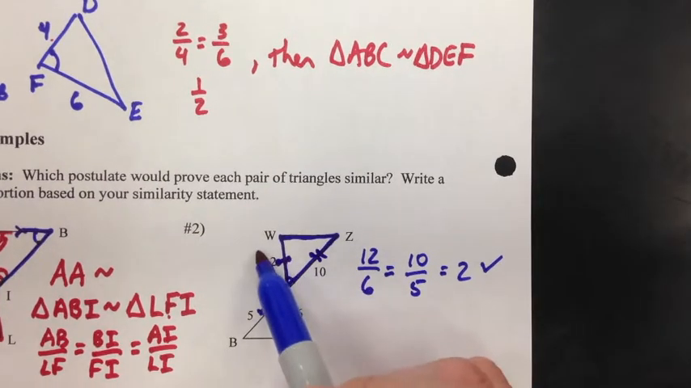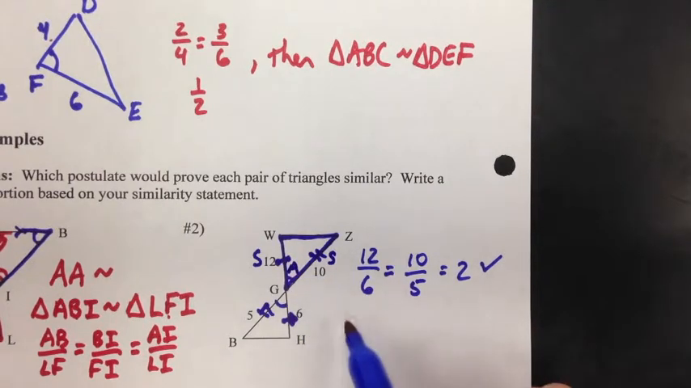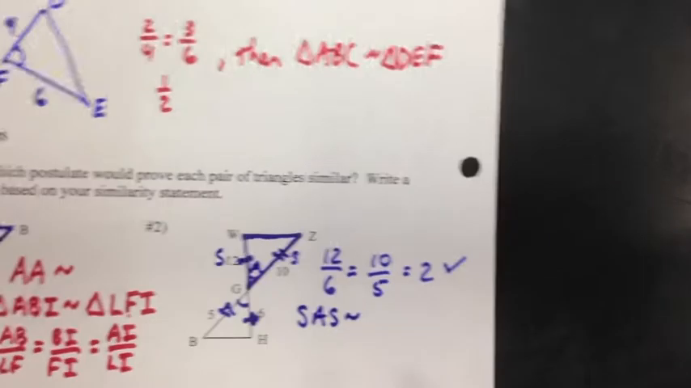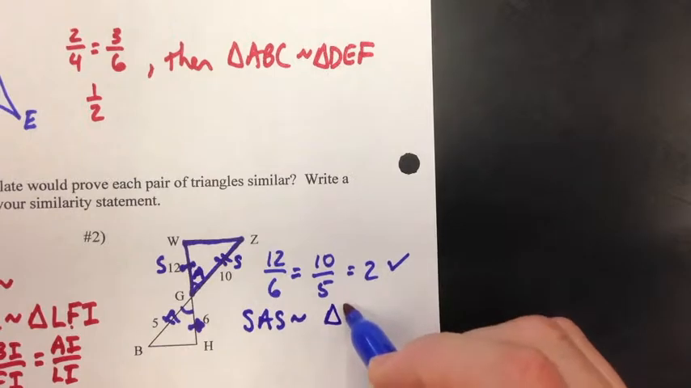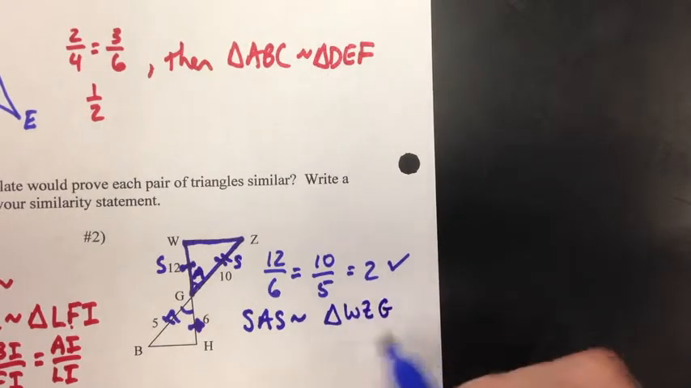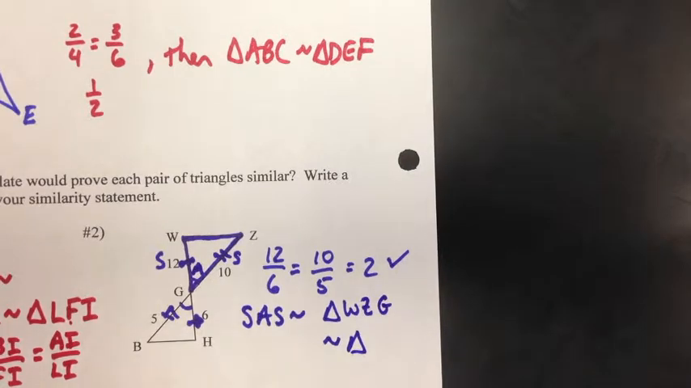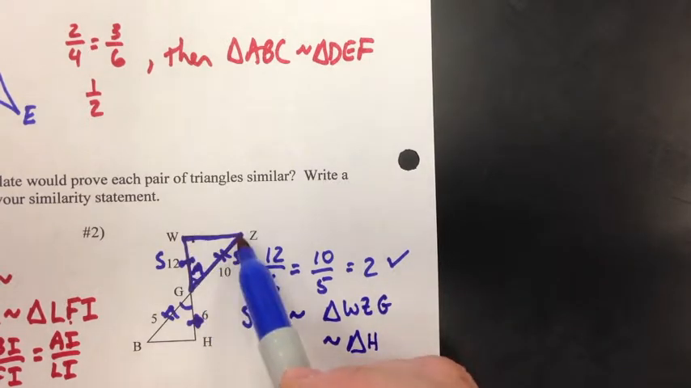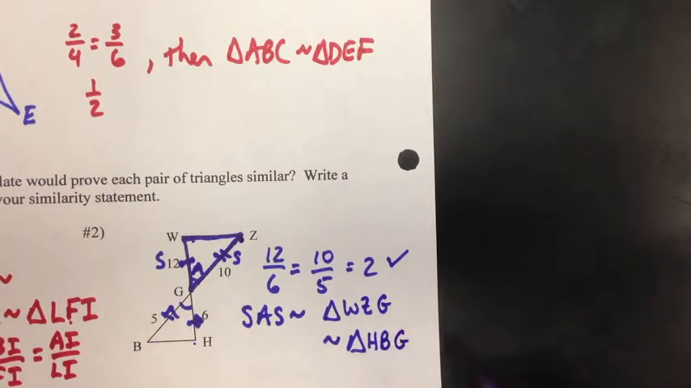And what we have here is a side, and then we have the angle between them. So this is side angle side similarity. And the statement we can make, we can say triangle WZG is similar to triangle, now the W would go with the H, we go W to Z, so it would be H to B, and then G.